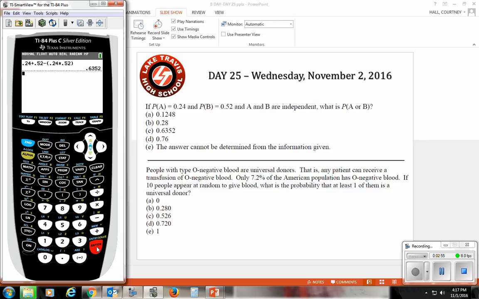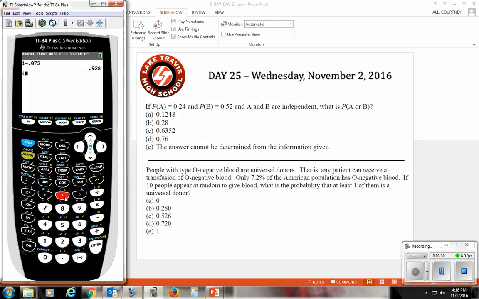So if I said there's a 30% chance it's not going to rain, well, then I can subtract that from 1, and you know there's a 70% chance that it is going to rain. Okay, so kind of weird, but here we go. So how do I find the probability that 10 of them are not donors? Well, if I take 1 minus 0.072, because remember, you have a 7.2% chance that they are universal donors, then you have a 92.8% chance that they're not. But you're talking about 10 people.